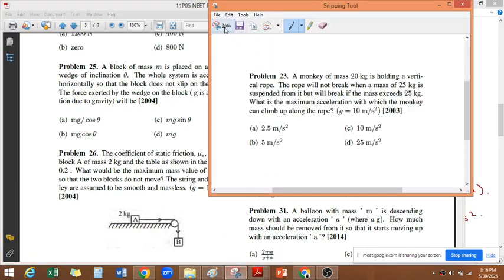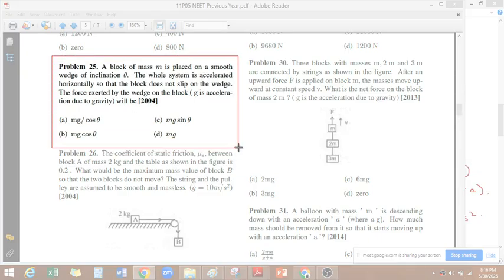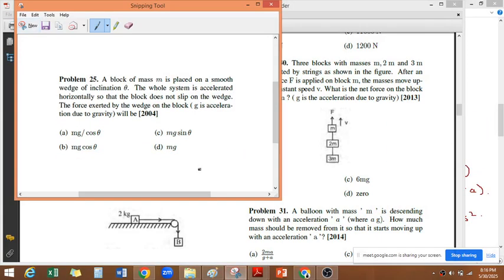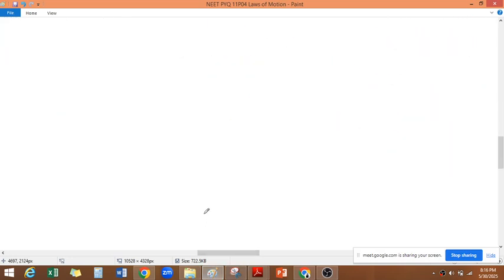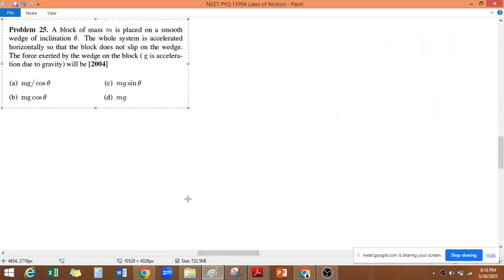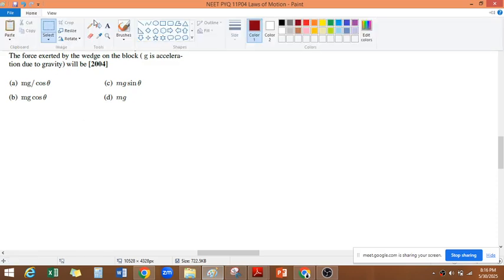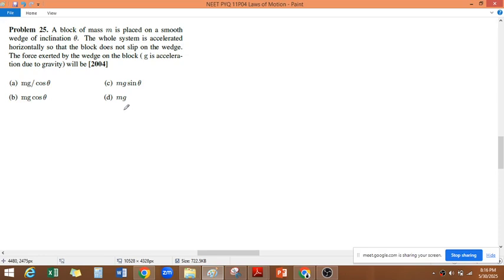Okay, the 25th one is a completely different problem and slightly confusing, so please pay attention. A block of mass m is placed on a smooth wedge of inclination theta. So that means the block of mass m is kept here. The whole system is accelerated horizontally so that the block does not slip on the wedge.